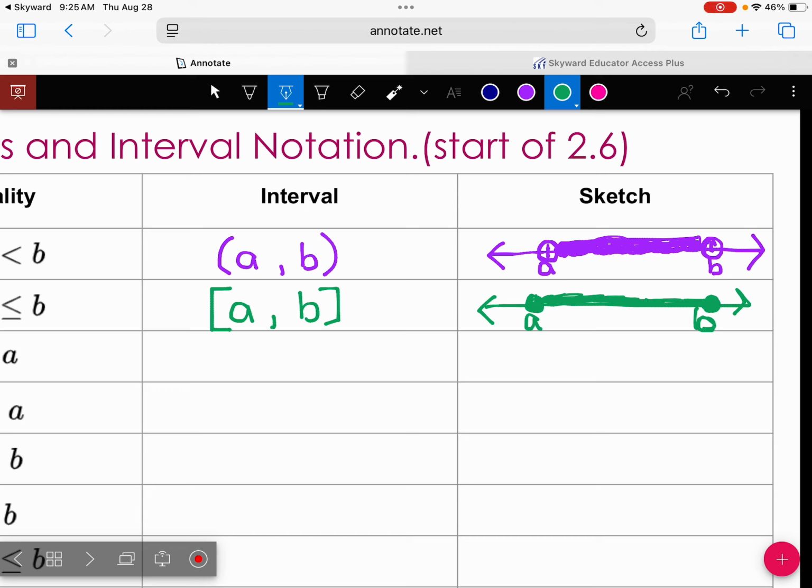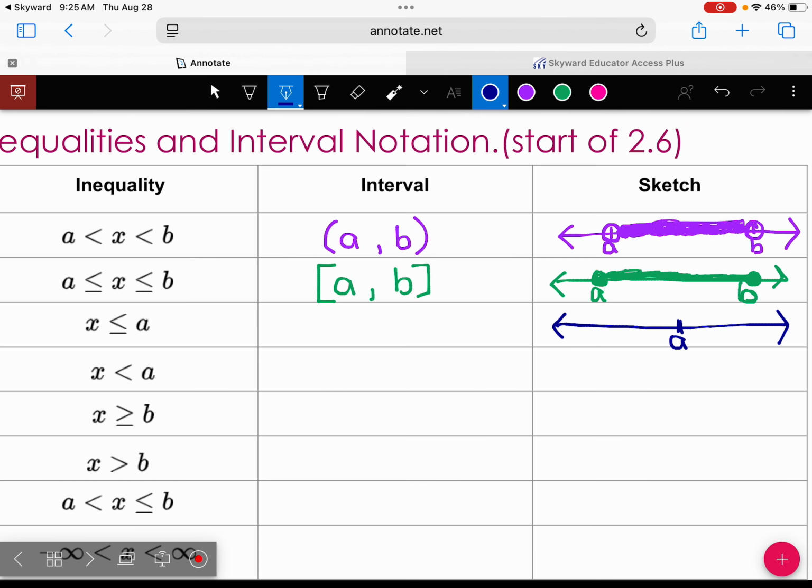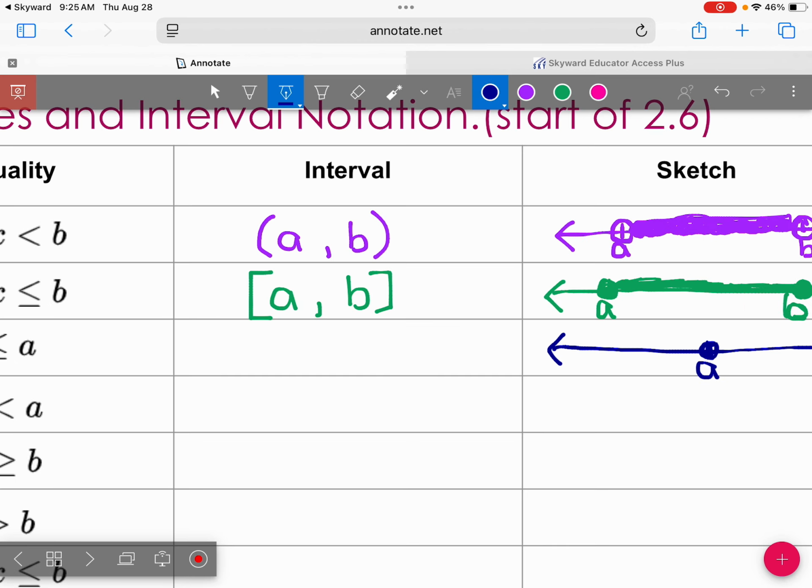Okay, so when we have something where x is less than or equal to A, the very next one, I'm going to draw this one actually on the number line first. We don't have anything about B on here. We just have anything about A. If I know that x needs to be less than or equal to A, am I going to do a closed circle or an open circle at A? Closed. Which way am I going to shade? To the left or to the right? Left, because x needs to be less than.